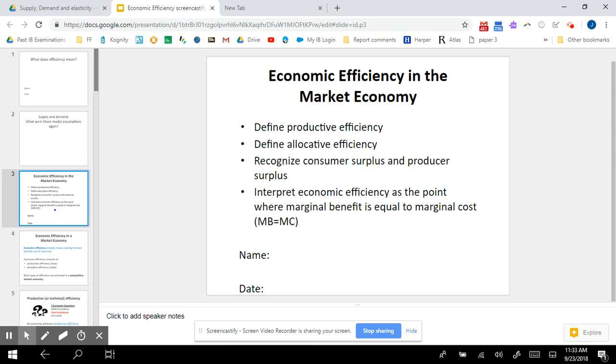We're going to define productive efficiency. We'll define allocative efficiency. We'll recognize the consumer surplus and producer surplus. And these are key terms that will be used over the 2-year term, especially the consumer and producer surplus. We'll interpret economic efficiency as the point where marginal benefit is equal to marginal cost, MB equals MC, remembering that marginal means for one more unit. And in a simple demand and supply side diagram, it means we're operating at the market equilibrium where supply and demand meet.